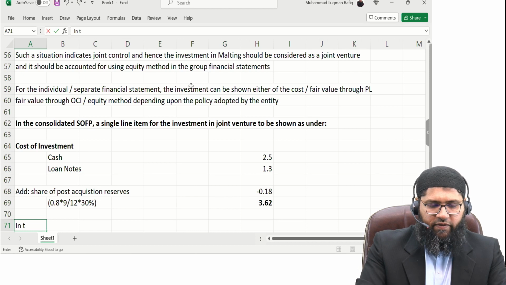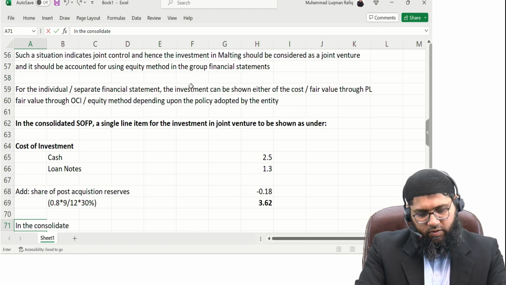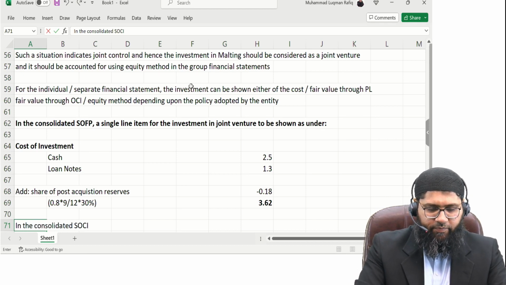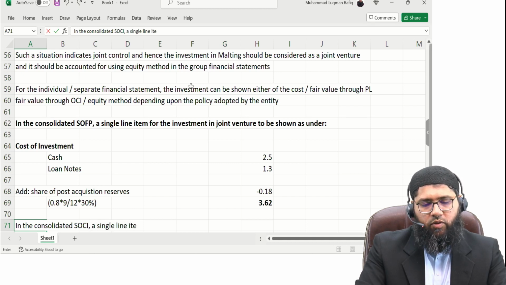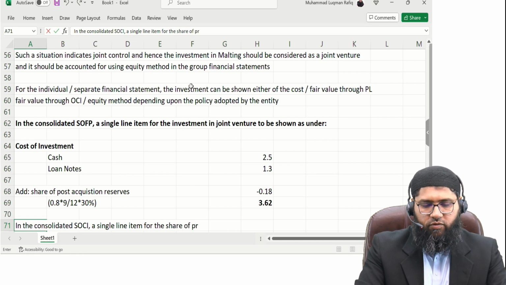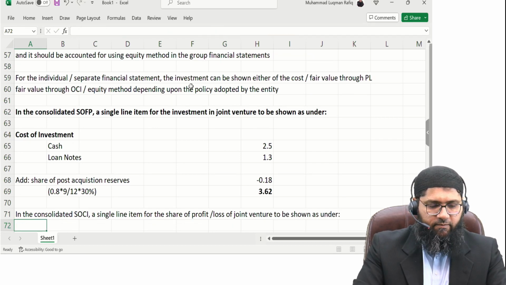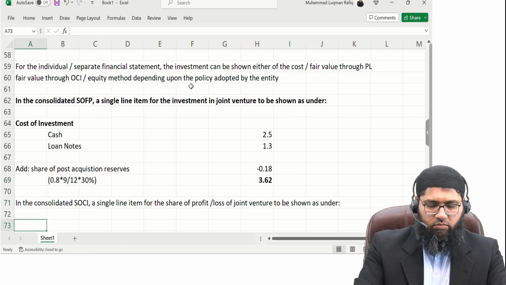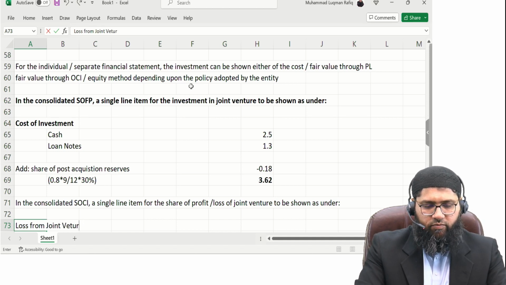With respect to the consolidated SOCI, a single line item for the share of profit/loss of joint venture is to be shown as loss from joint venture.